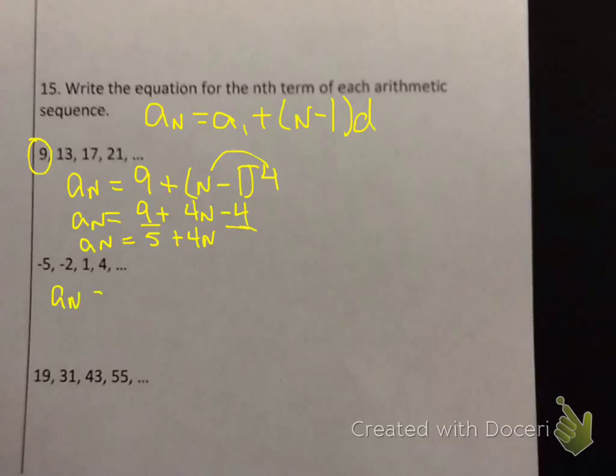Okay, the next one. The negative 5 would be the first number. So I'm going to put that there, and then it's going up by 3. Negative 5, and then I would have 3n minus 3. Negative 5 minus 3 is negative 8.